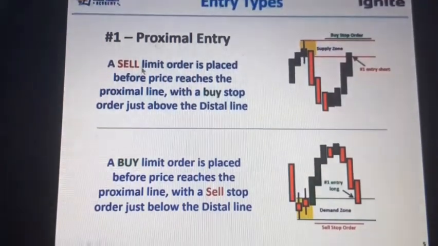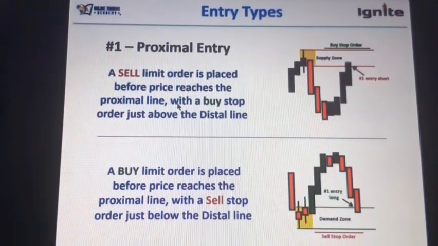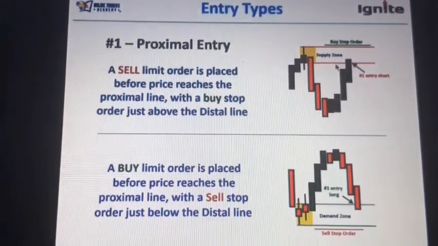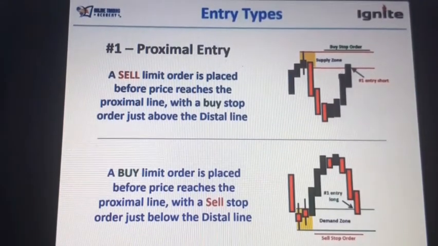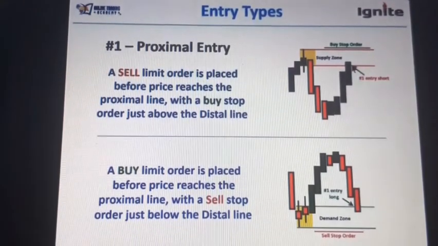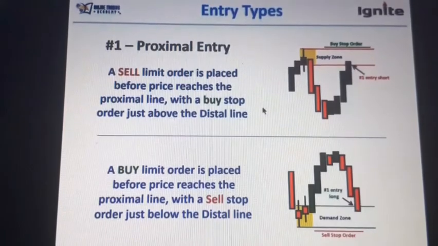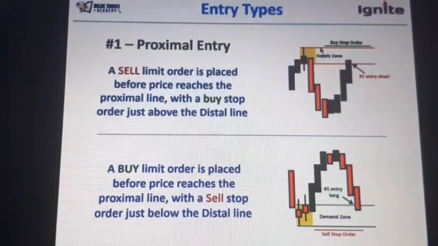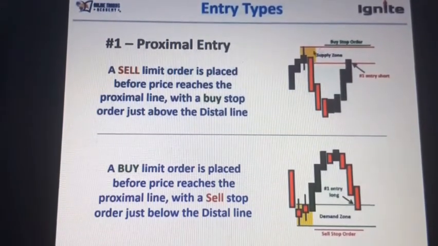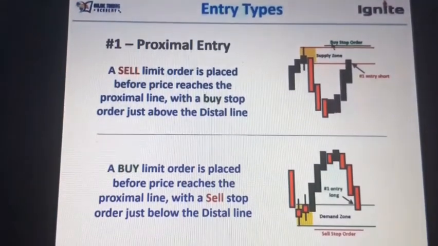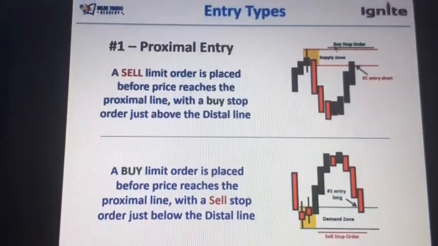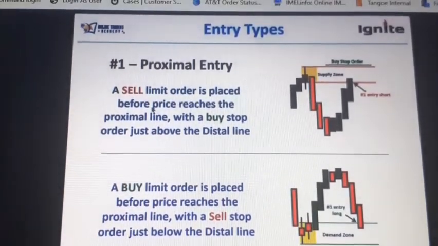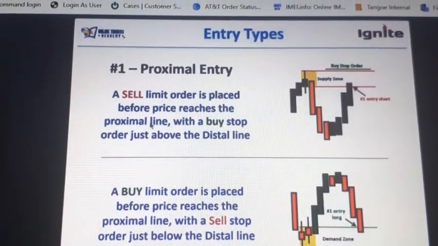A sell limit order is placed before price reaches the proximal line, with a buy stop order just above the distal line. So in case of a supply zone, your stop order will go just above the distal line. How much above this distal line? I'm going to show you that. Hold on for that.